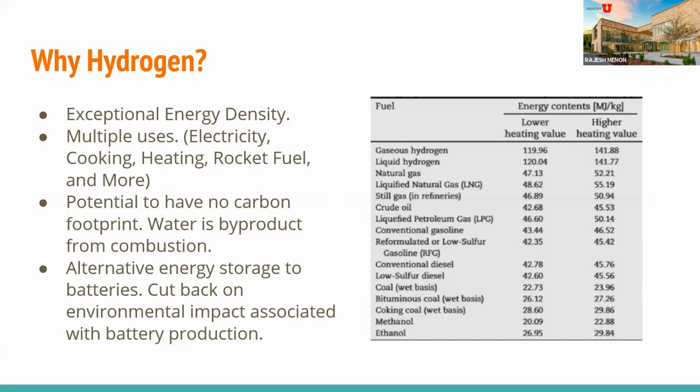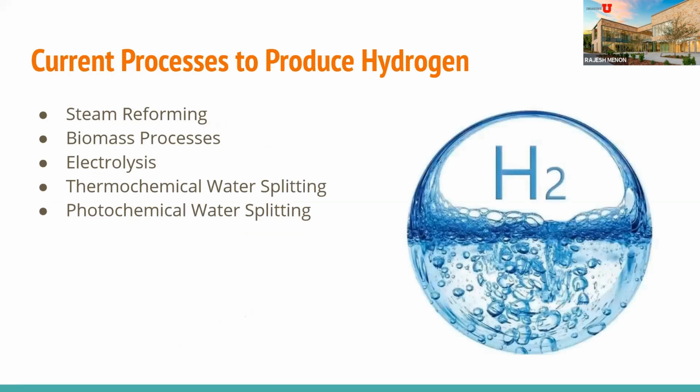Another reason to use hydrogen is to use it as an alternative energy to batteries. A lot of lithium-ion batteries that we use today have a pretty big impact on our environment when it comes to mining and the chemicals and kind of the backlash from that. So we'll talk about a few different ways of generating hydrogen that are used today. We'll go over steam reforming, biomass processing, electrolysis, thermochemical water splitting, and photochemical water splitting. All of these have their pros and cons as we'll go through together.